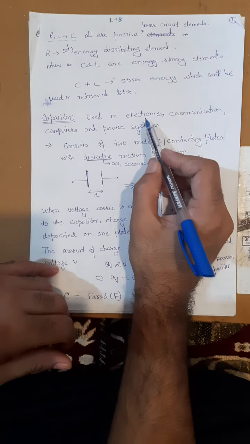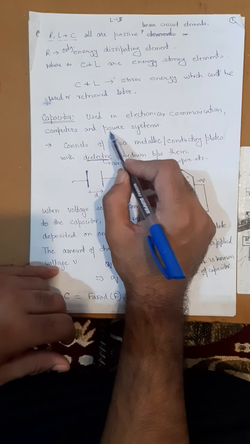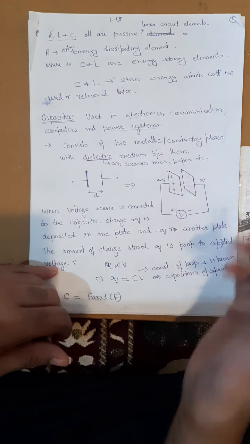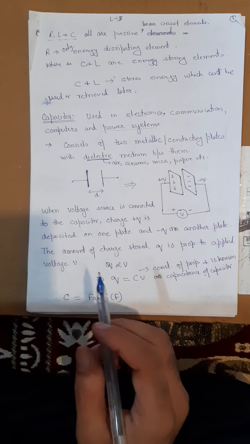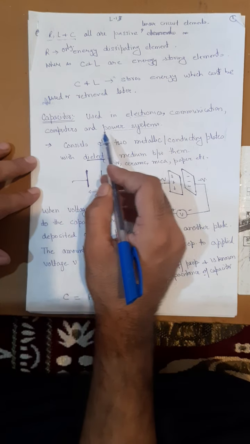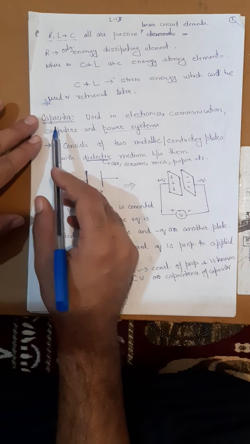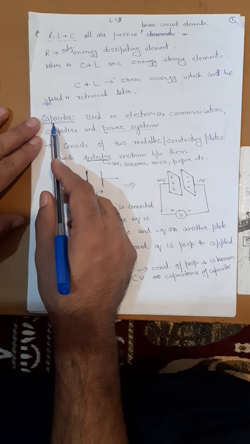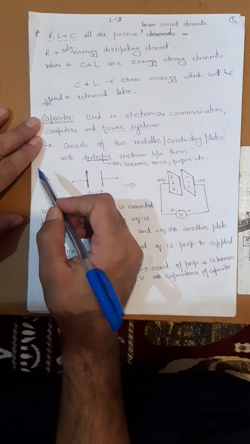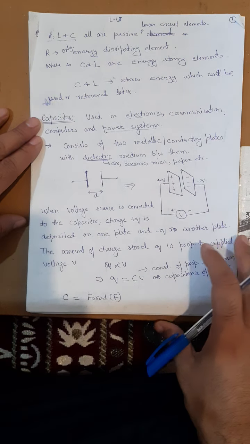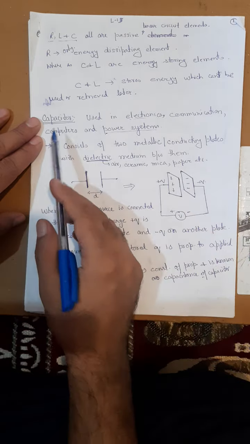So they are used from low power rating to very high power rating. These electronic circuits are low power rating circuits, and these power systems are very high power rating circuits. So I can say capacitors are used in circuits ranging from low power rating to very high power rating.